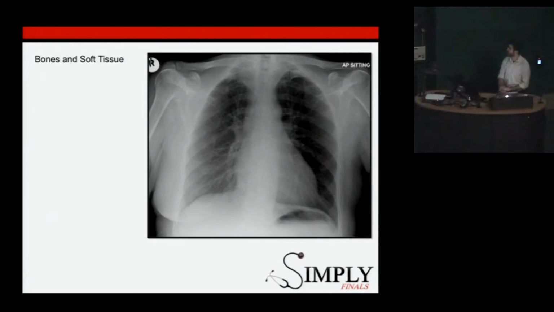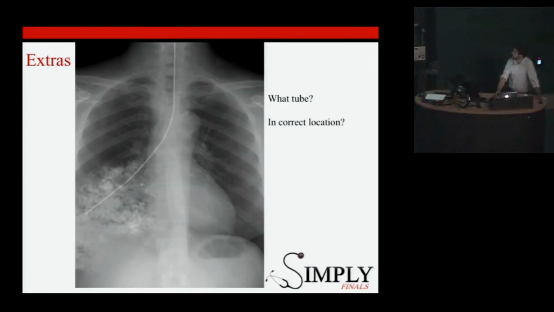Left breast is absent. Spot on. So you can see, we're not looking at the lungs here, this is about the soft tissue. So the breast is here and there's no breast here, so we've had a mastectomy. Okay, so what tube is that, and is it in the right place?